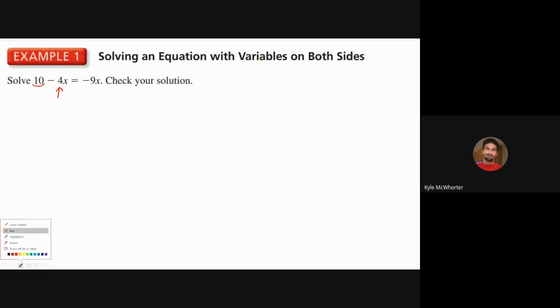So how are we going to get rid of the minus 4x? We're going to use inverse operations. So this is 10 minus 4x. What's the opposite of subtracting 4x? Adding 4x. So if I add 4x to both sides of the equal sign, the 10 minus 4x plus 4x takes you right back to 10. And then negative 9x plus 4x is negative 5x.